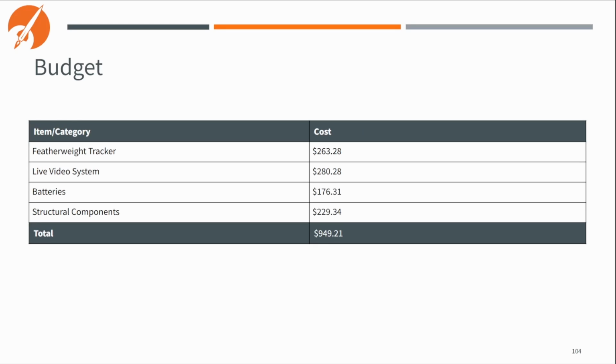Our budget includes 4 total sections, the most expensive of which is our live video and featherweight tracking sections, as those are 2 completely new systems to the club this year, so we had to buy them almost entirely brand new. We also have the structural components to build the frame of the av bay, and of course the batteries to power all of our other components. Our total budget ended up totaling just under $1,000.